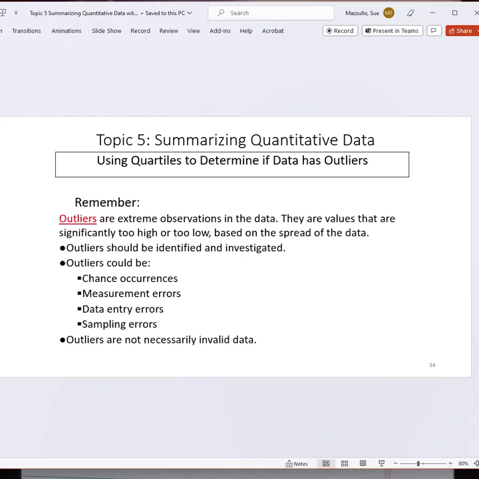Outliers are extreme values in our data, extreme observations. They can occur by chance occurrences, measurement errors, data entry errors, or sampling errors. Sometimes outliers are not necessarily invalid data, and that creates issues for us and makes our analysis a little more complicated. If we have outliers that are valid data, they're part of the system, and we cannot just throw them out as if they were a measurement error or a data entry error. We actually have to deal with them in our analysis. So we always have to investigate outliers.